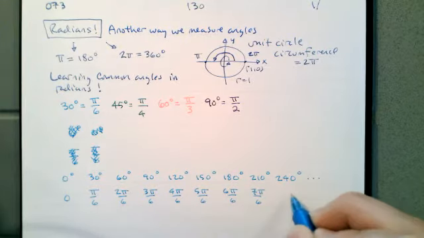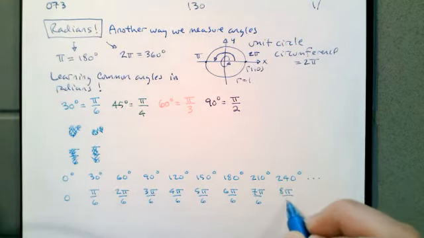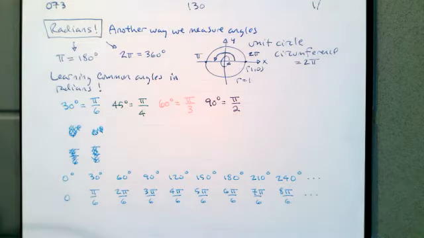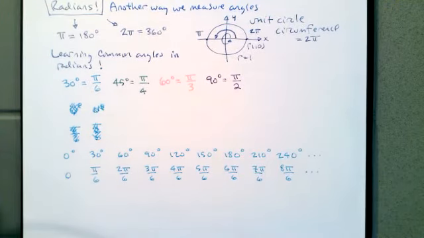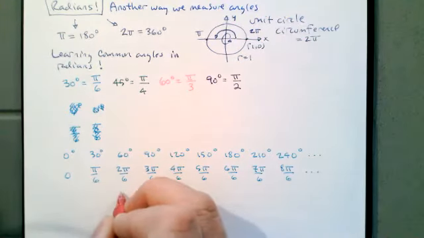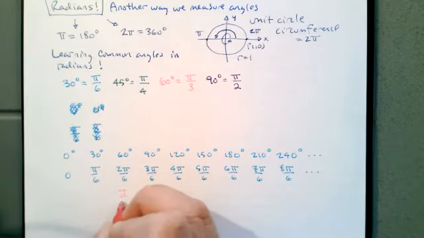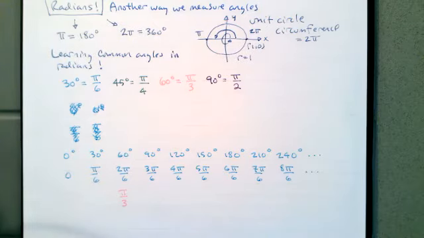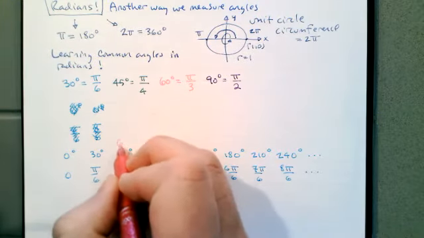210 is 7 pi over 6. 240 is 8 pi over 6. And then it goes on from there. Now notice that some of these fractions can be simplified. 2 pi over 6 is the same as pi over 3 if we simplify that fraction. And pi over 3 is 60 degrees.